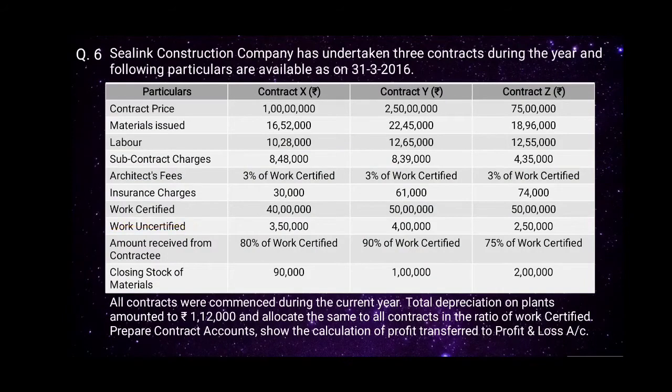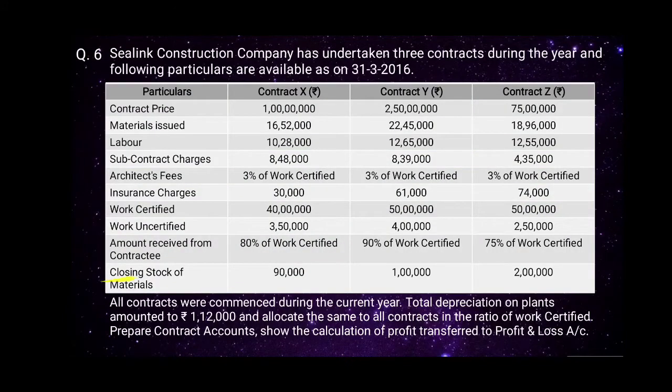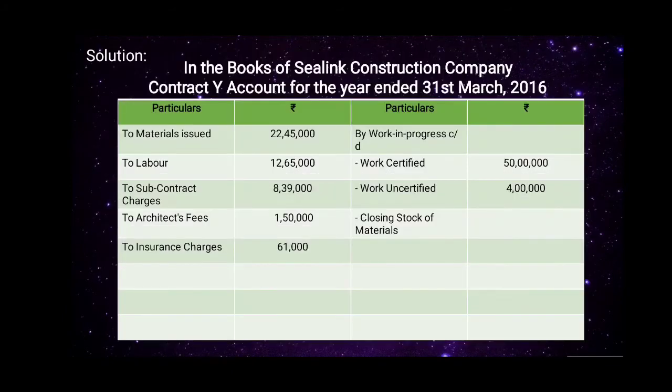Next, work uncertified. For contract Y, amount is given as 4 lakhs, so we'll record it as work uncertified, amount is 4 lakhs. Next, closing stock of materials for contract Y, amount is given as 1 lakh, so we'll record it on the credit side. Closing stock of materials, amount is 1 lakh.